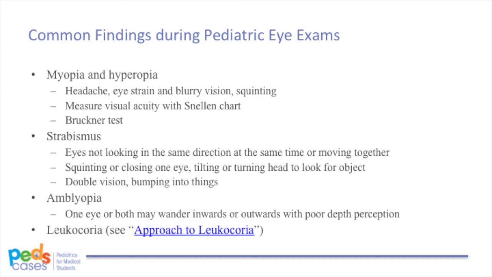Alternatively, the child could be squinting or closing one eye at times, tilting or turning their head to look at the object, and complaining of double vision. They could even bump into things.